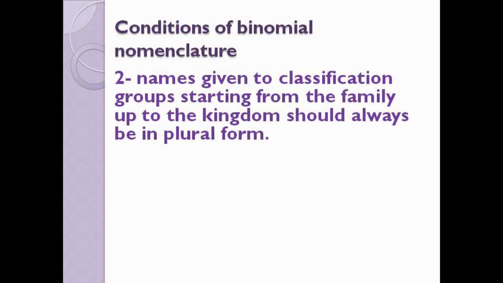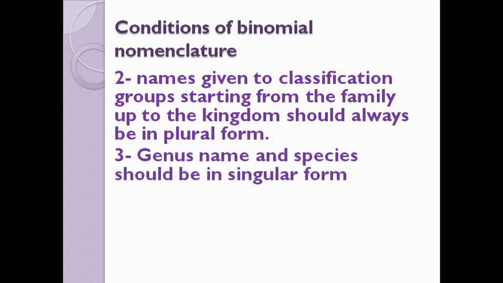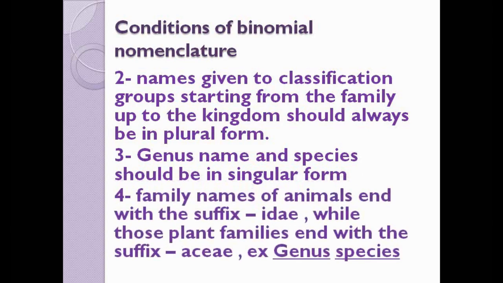Conditions of binomial nomenclature. Number 2. Names given to classification groups starting from the family up to the kingdom should always be in plural form. Number 3. Genus name and species should be in singular form. Number 4. Family names of animals end with the suffix IDAE, and we call it ID, while those of plant families end with the suffix ACEAE, and we call it AC. Example: genus, species.